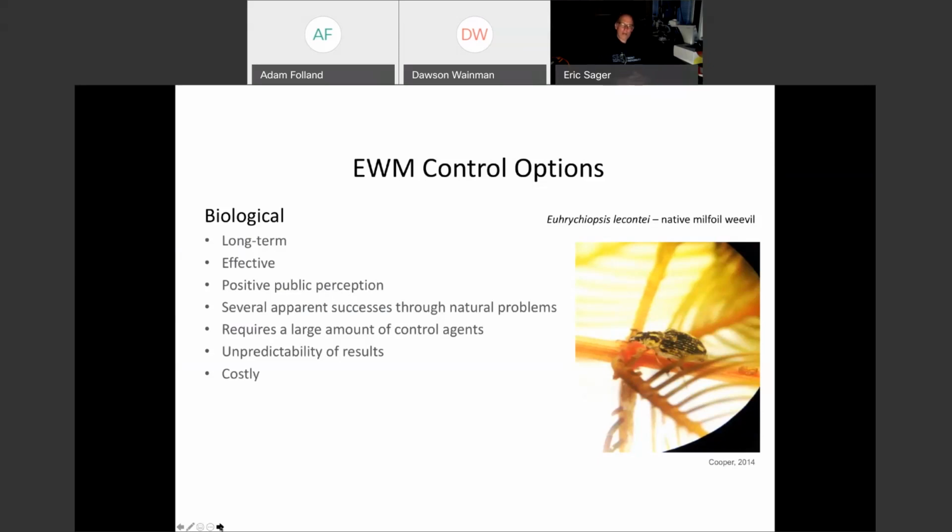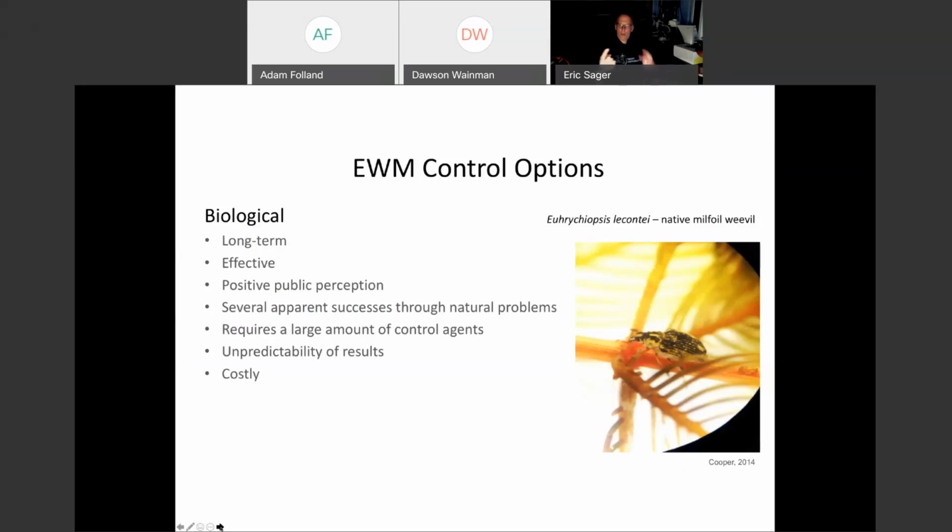And so there was a real effort for a while to look at the application of a native weevil, Eurychiopsis lecontii, which evolves its relationship on northern water milfoil. But then when Eurasian milfoil shows up, it hops over onto Eurasian because Eurasian milfoil doesn't have the same defenses.